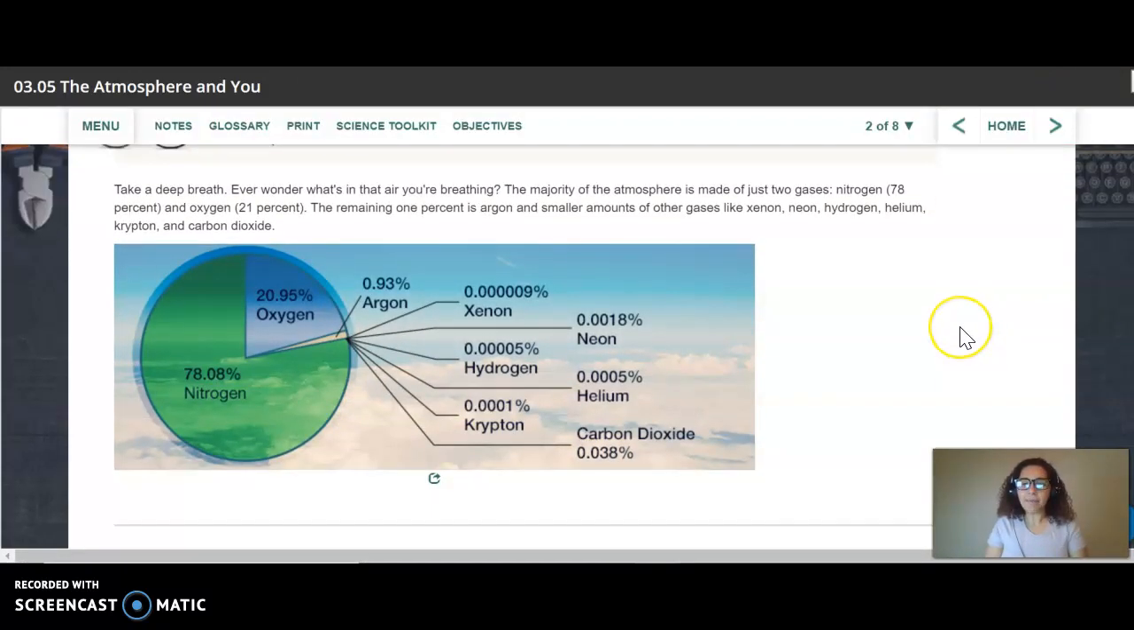So the atmosphere is mostly made up of nitrogen and oxygen. It's not just oxygen that's in the atmosphere. And then only like 1% of the atmosphere is made up of these other types of gases.